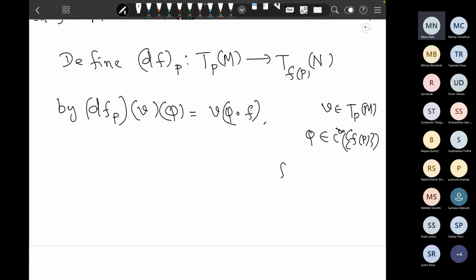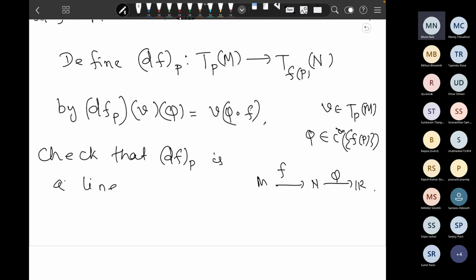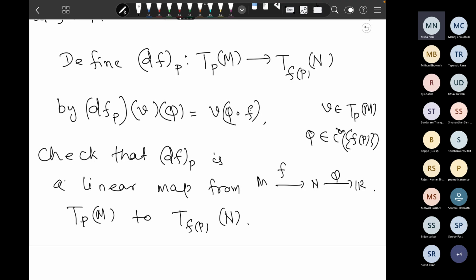Let's say F is from M to N, and phi is from N to R. Check that DFP is a linear map from TPM to TF(P)N. Now, if you have a map DFP from tangent space to tangent space, you can dualize that map and get the transpose of that map, from the dual of TF(P)N to the dual of TPM.